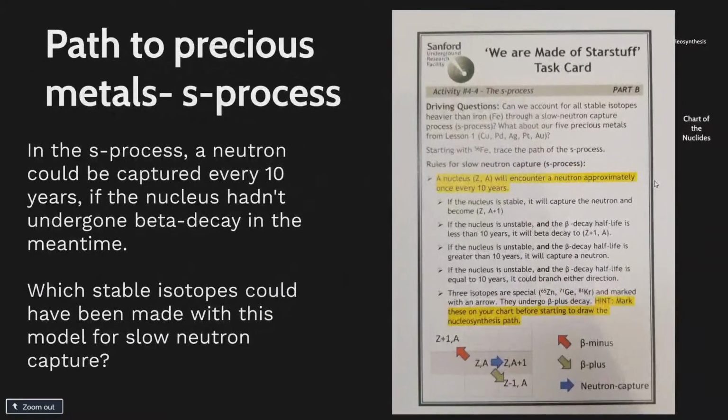So we're going to look at that a little more closely, and we're going to model it very simply on our own. In the S process, a neutron could be captured every 10 years or so if the nucleus is stable or has not yet undergone beta decay. So I'm going to show you how that works. And we put a couple of links on the website where you can download a PDF and instructions for doing this yourself.